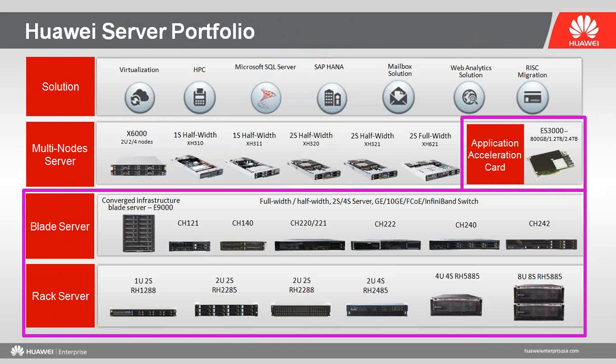But if we have a look at the purple boxes here, you can see that the blade servers and the rack servers, we have a whole range of the server platforms. That combined with the ES3000 application acceleration card, which is a PCIe-based card, can be put into any of the blades or rack servers, and not just Huawei blades or rack servers. So we're going to talk more about that as we go on, but we'll start out and have a look at Huawei's rack server portfolio.